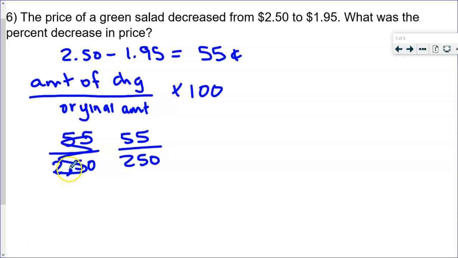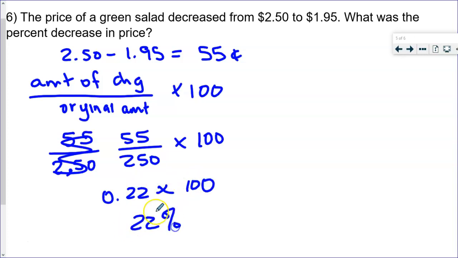So I'm actually glad I made that mistake, because that just shows you I went from $2.50 to 250 cents, because this is in cents, right? Okay, times 100. So I get 0.22 multiplied by 100 is 22%. All right, so the salad decreased by 22%. I got all that from these numbers.